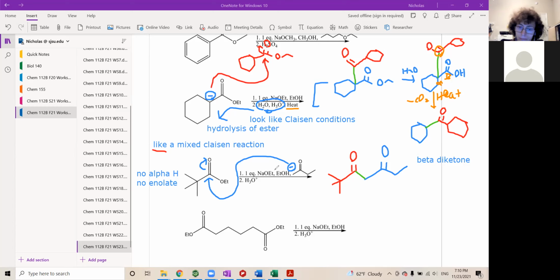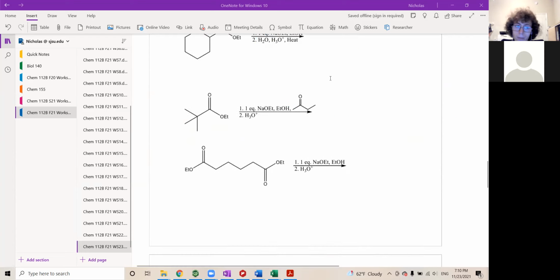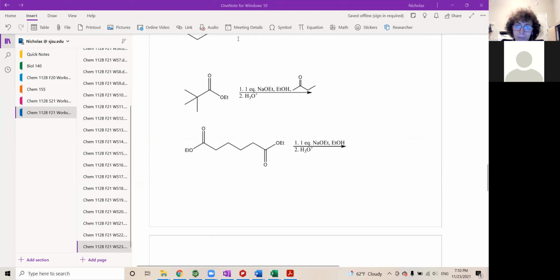Okay. I'm gonna erase this and move on to the last one on this page. And then we'll just have one more question on the last page. So here we have two esters in the same structure, and we're adding one equivalent of a base and an acid. So Claisen again.